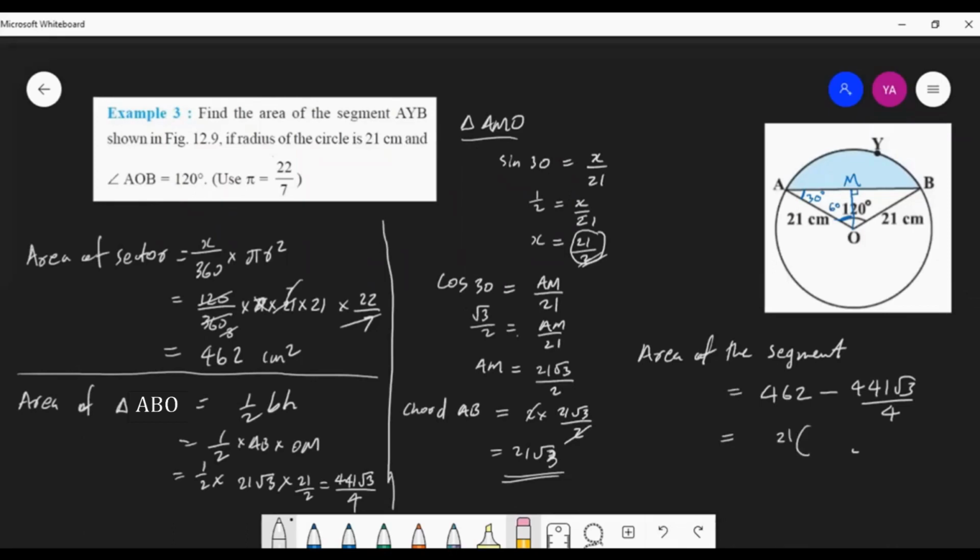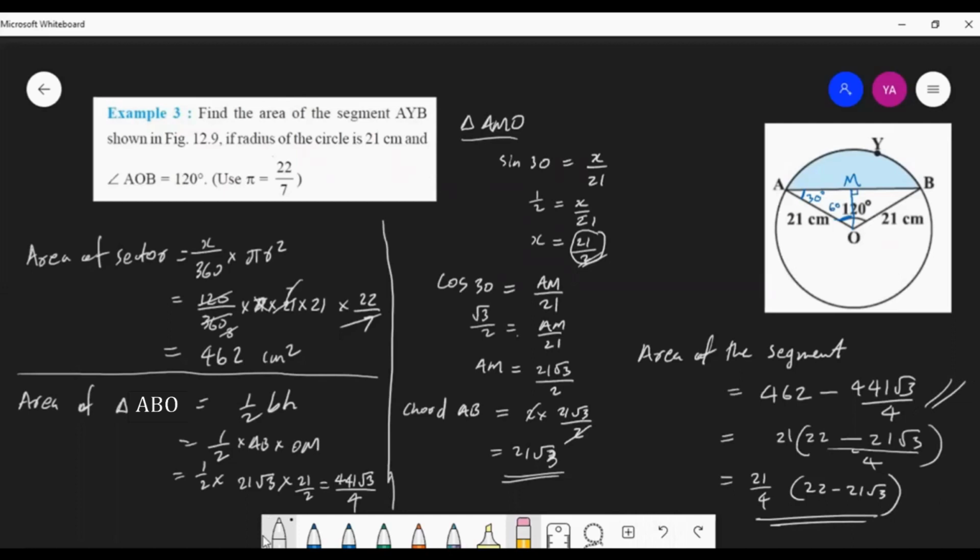In 462, there are 22 21s. In 441, there are 21 21s, into root 3 by 4. The 4 can be taken with this 21. So it is 21 by 4 into 22 minus 21 root 3. Or you can stop here, no problem. This is the final answer, the area of the segment.